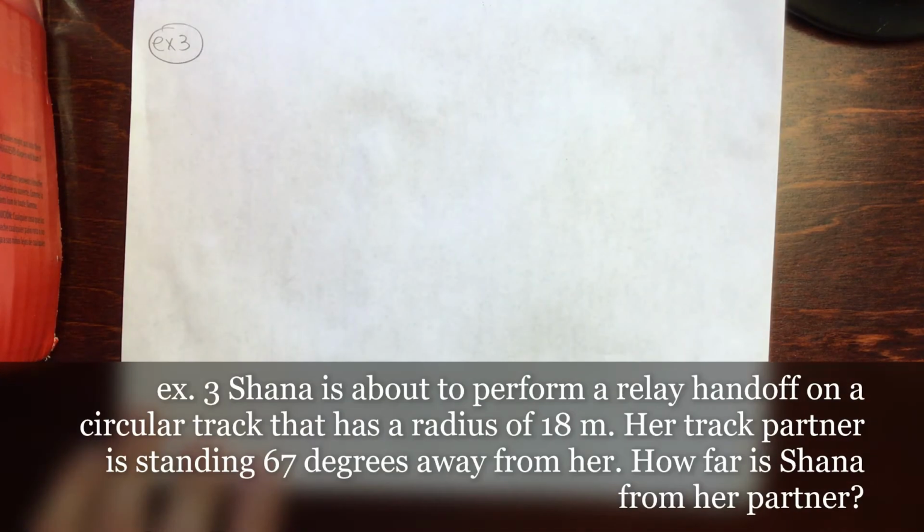All right, last example. Shauna is about to perform a relay handoff on a circular track that has a radius of 18 meters. Her track partner is standing 67 degrees away from her. How far is Shauna from her partner?